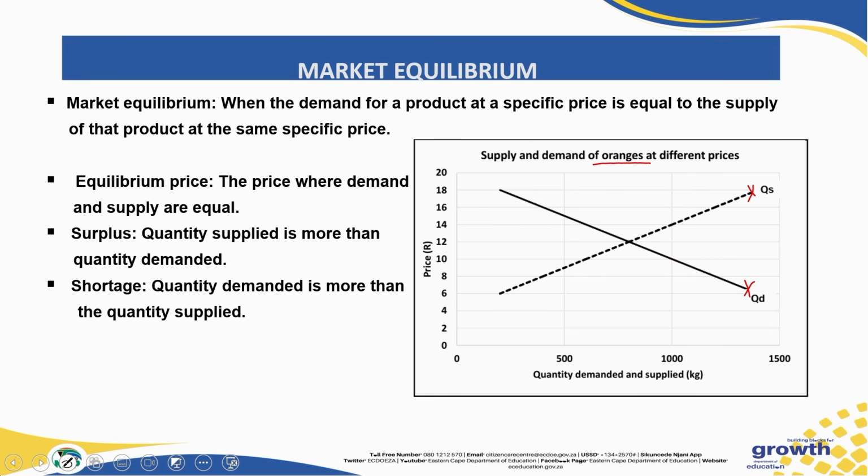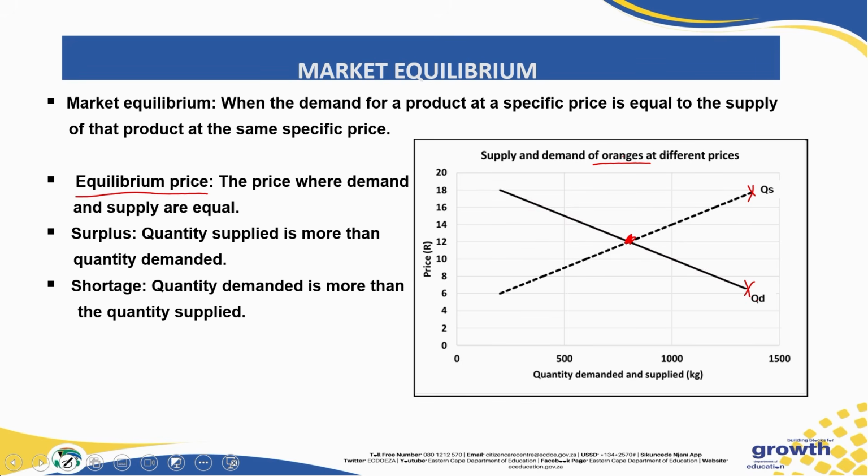And now let's check the equilibrium price. So let's first go to the market equilibrium. The market equilibrium is where the demand and supply are equal. This is the point we are talking about. So at this point, the quantity supplied of oranges is equal to the quantity demanded of oranges, not different products, same product. Then we also have the equilibrium price. The equilibrium price is the price where supply and demand are equal.